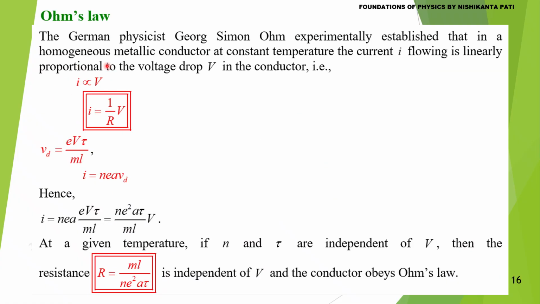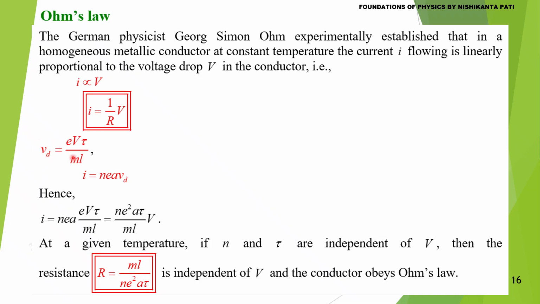Ohm's law states that in a homogeneous metallic conductor at a constant temperature, the current I flowing is linearly proportional to the voltage drop in the conductor, that is I proportional to V. So I is equal to a constant into V. This 1 by R is called electric conductance, and R is the electric resistance. This statement of proportionality is called Ohm's law.